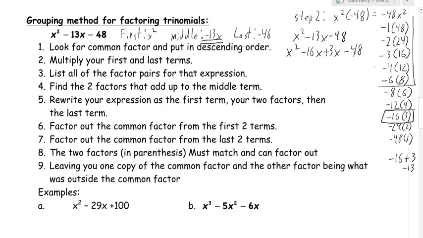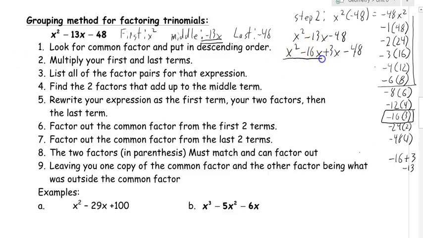Notice here that the negative 16x plus the 3x is indeed the negative 13x. These are equivalent expressions. All we did was rewrite the negative 13x into two terms. But now we have 4 terms like we had 4 terms when we were doing our distribution. So now we're going to undistribute. So that's what the next few steps are telling us to do.